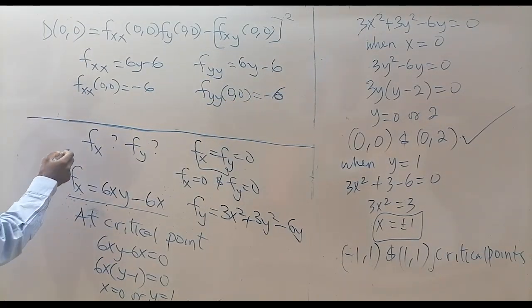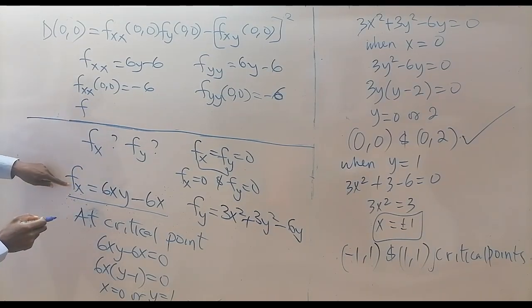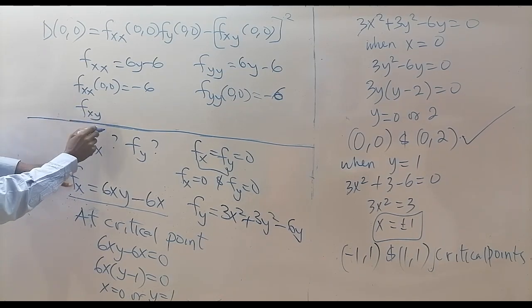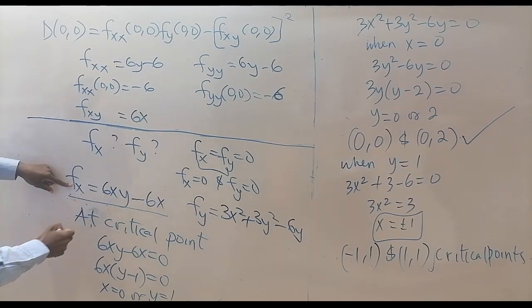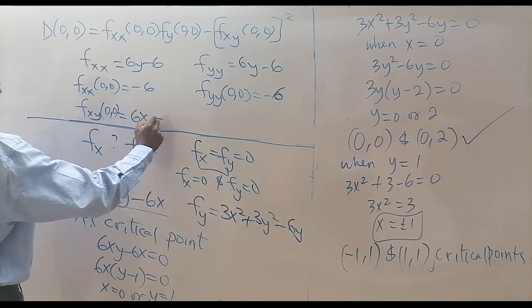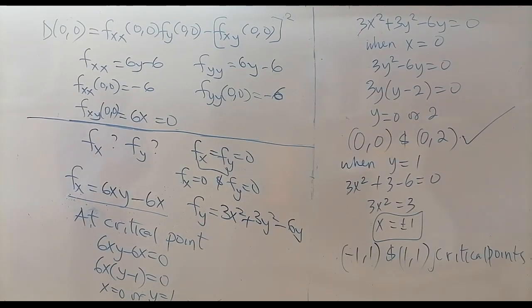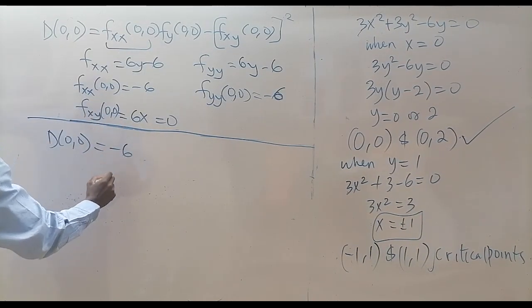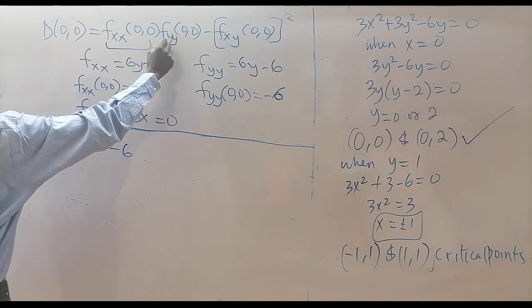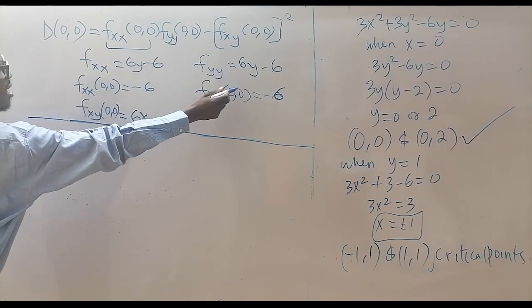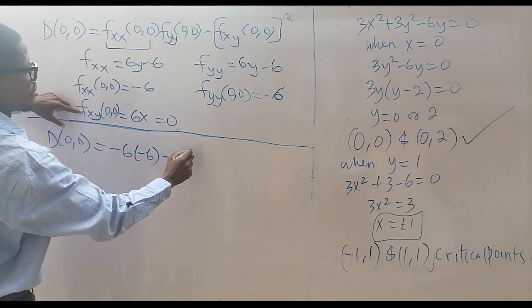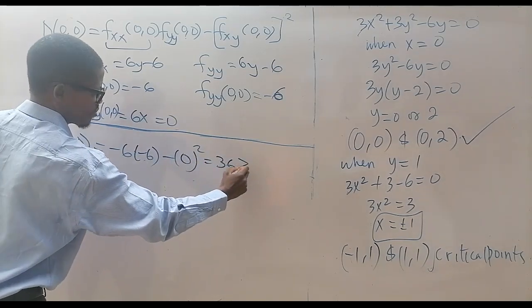I need one more thing: the mixed partial derivative. I'm going to differentiate the first derivative with respect to y, f subscript xy. That will be equal to 6x, and at that point it will be 0. So I've gotten all I needed. Let's get D at that point. This one is minus 6, the second one is minus 6 also, then minus 0 squared. So I'm having 36, which is positive.